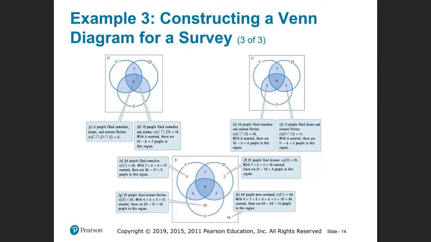We know that 6 people liked all three. So that's going to be our innermost or darkest part of our Venn diagram. The cardinality of the intersection of the three circles is 6. Now going back to the information we were given, we find that 13 people liked comedies and drama. So the cardinality of C intersect D would be 13. Well, we've already got 6 people in that intersection, so the lighter blue area must contain 7. 7 and 6 gives us our 13 people.